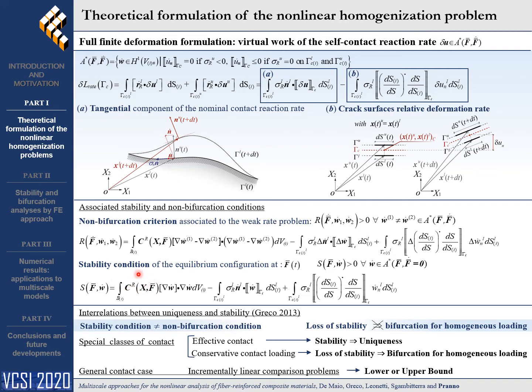whereas an incremental stability criterion can be obtained by considering a small perturbation of the current equilibrium position, giving the following stability condition. In previous works it has been demonstrated that in presence of nonlinear effects induced by the contact reaction, stability and bifurcation conditions are not coincident, and that the stability condition is not critical. For this reason, special classes of incremental contact mechanisms have been identified. One is the case of effective contact, for which stability implies the uniqueness of the solution, and the other is the case of conservative incremental contact loads, for which the loss of stability implies bifurcation of homogeneous loading.